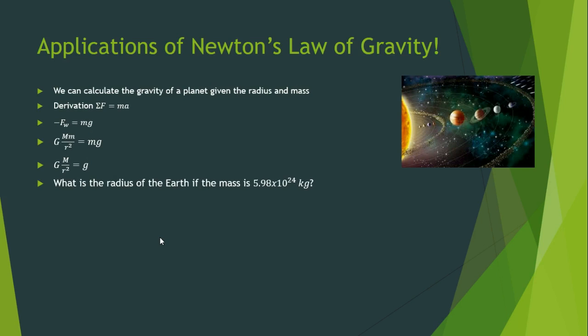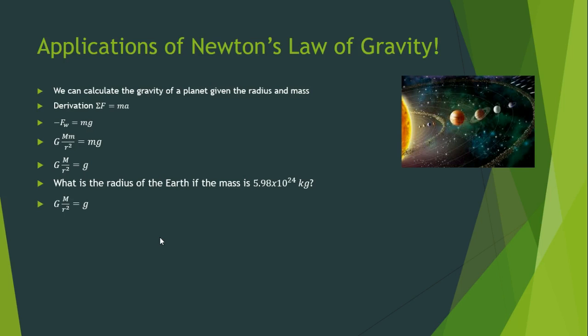So what is the radius of the Earth if the mass is 5.98 times 10 to the 24th kilograms? This is the actual real mass of planet Earth, and we're going to find out what the radius is based off of what we know.